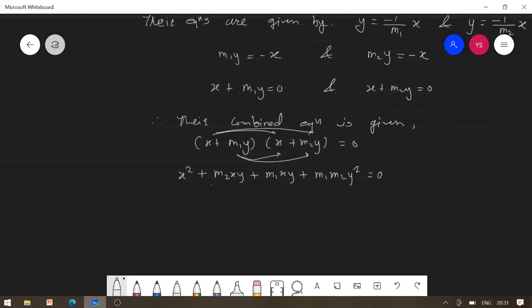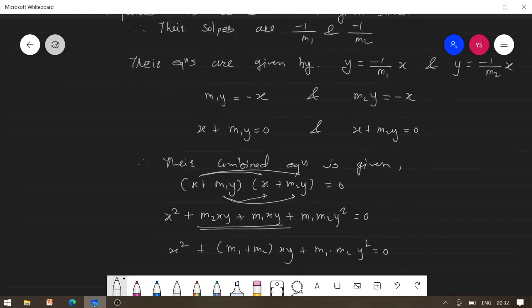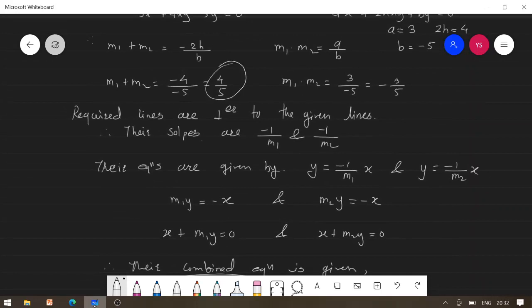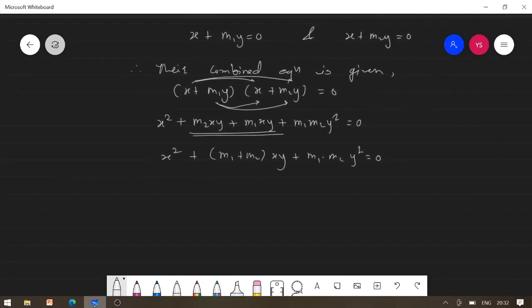Now look at the second and third terms carefully. Those are like terms, they are easily added. So we can write it as (m1 + m2)xy + m1·m2·y² in addition to x² = 0. So what is the value of m1 + m2? We are having m1 + m2 as 4/5 while m1·m2 as −3/5. Let's replace by their value. We will get x² + (4/5)xy + (−3/5)y² = 0.